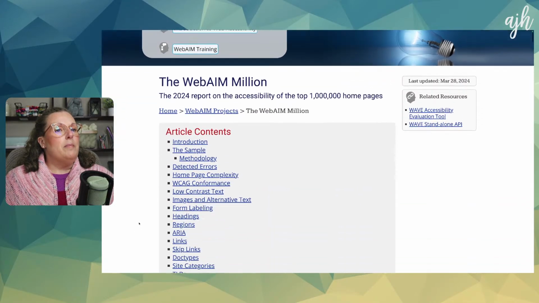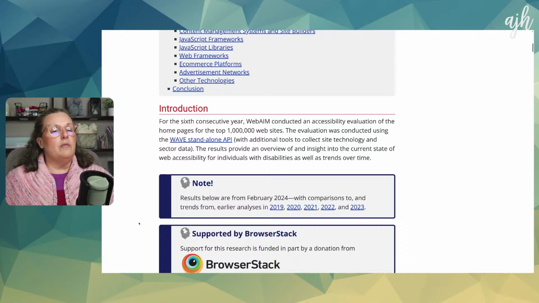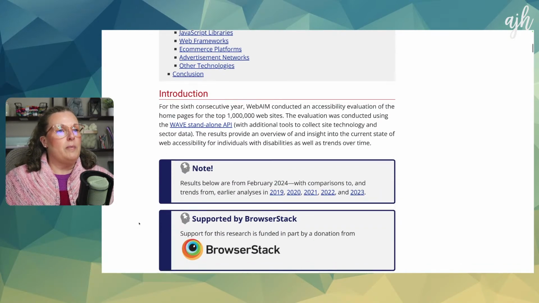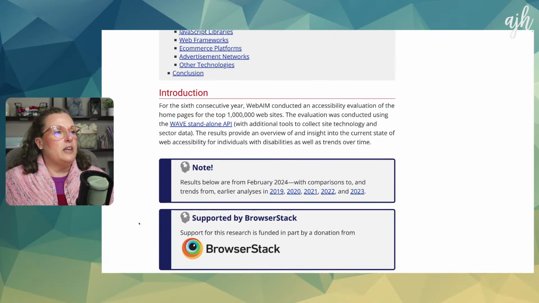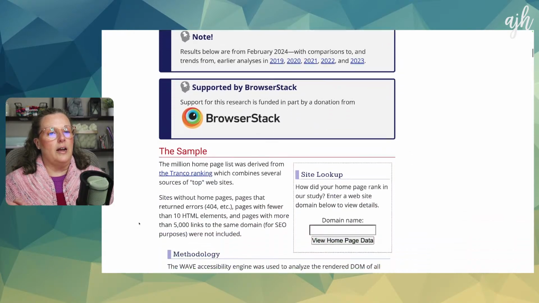So the WebAIM Million project, for the 6th consecutive year, WebAIM conducted an accessibility evaluation of the home pages for the top 1 million websites. The evaluation was conducted using the Wave standalone API with additional tools to collect site technology and sector data. The results provide an overview of and insight into the current state of web accessibility for individuals with disabilities, as well as trends over time.